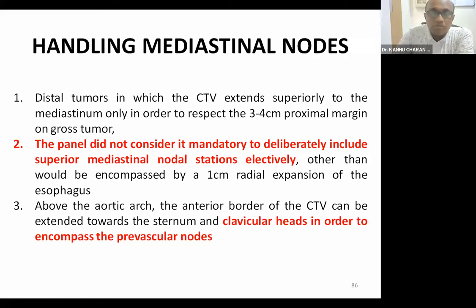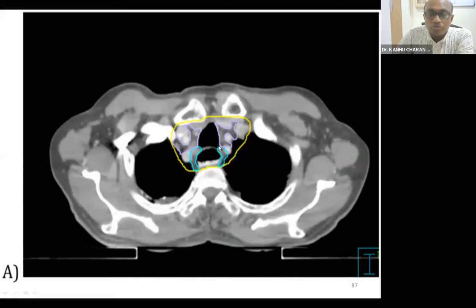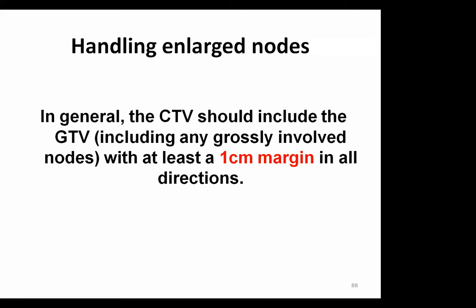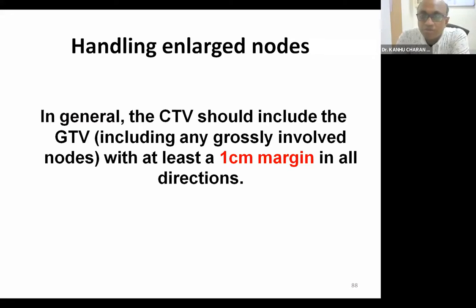And if growth is above the aortic arch, include the prevascular group of lymph nodes by extending your CTV. Handling enlarged nodes: usually nodes move very slowly, not much movement. I usually prefer 0.5 centimeter rather than 1 centimeter in all directions.